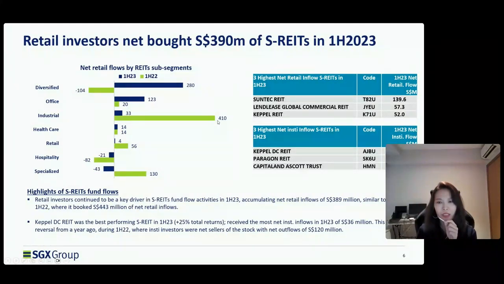We have seen generally that during the COVID period, the performance of industrial REITs has been the better one because of stability. During COVID, hospitality REITs fell. But recently, more and more, we have seen that the flows into diversified REITs have also increased, and increasingly there are more REITs becoming diversified REITs.